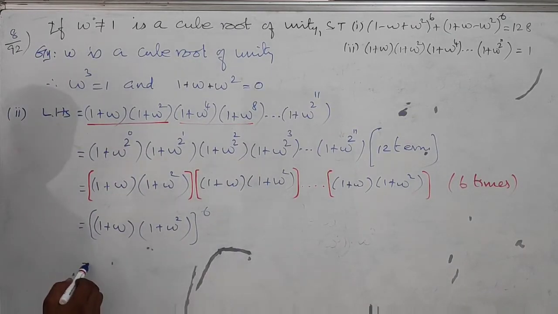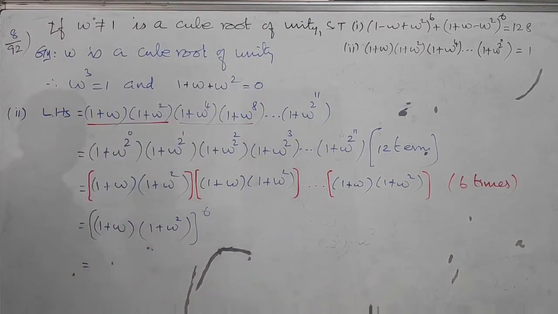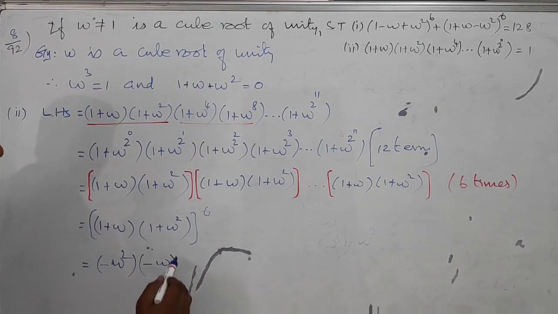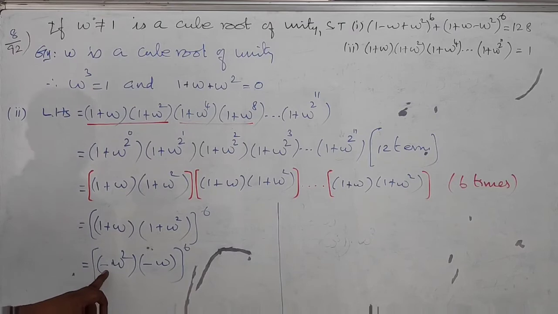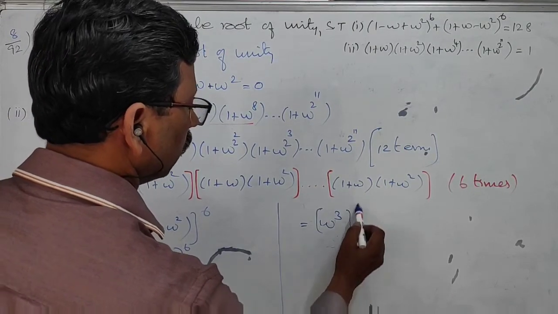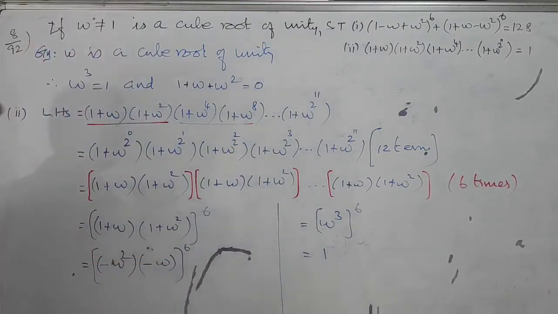Now here, this 1 plus omega is equal to minus omega square, and this 1 plus omega square is equal to minus omega. So it becomes (minus omega square into minus omega) whole power 6. Minus into minus is plus, and you get omega cube. This is equal to (omega cube) whole power 6. Here the omega cube value is equal to 1, and 1 power 6 is always equal to 1 only.